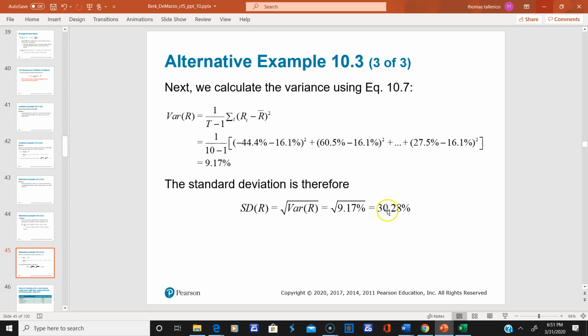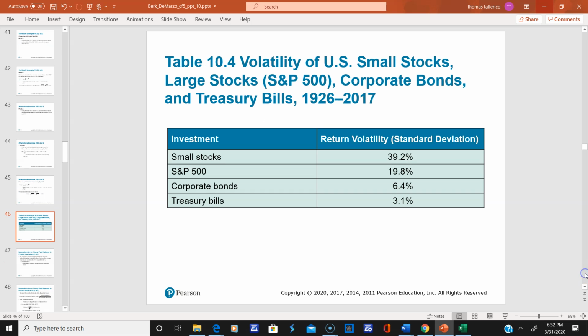Okay, and you notice how large this is. This is a pretty large standard deviation. The higher the standard deviation, the greater the risk. So as this number goes up, you have more risk. That's an important consideration. The higher the standard deviation, the greater the risk.